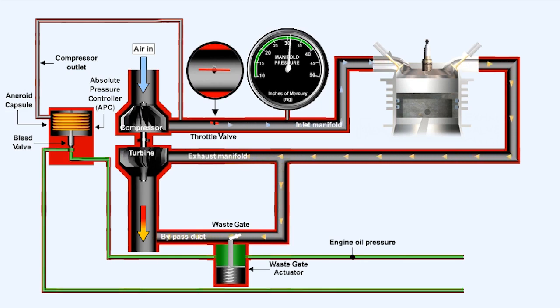As the aircraft climbs to altitude, the air density decreases, and compressor outlet pressure reduces. This causes the APC capsule to expand and close off the wastegate actuator oil pressure bleed valve. With increasing actuator oil pressure, the wastegate is progressively closed, and more exhaust gases are directed to the turbocharger turbine. This increases both the turbocharger RPM and compressor delivery pressure, thereby maintaining the selected manifold pressure.